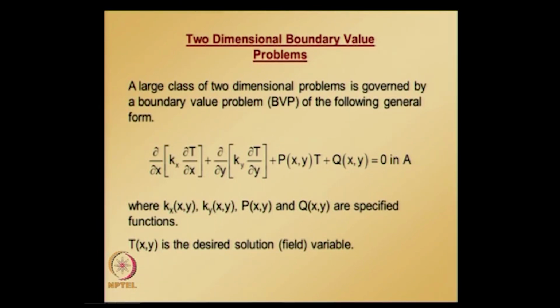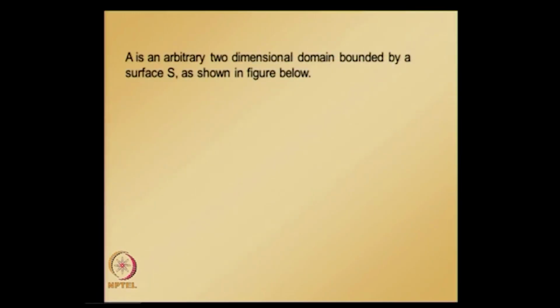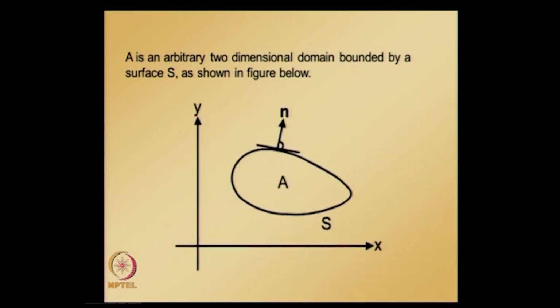So we need to find the solution of this differential equation over the domain A, where A is an arbitrary two dimensional domain bounded by a surface S, as shown in the figure here, where the xy axes are indicated, and n is the unit outer normal on the boundary, and this S is the boundary of domain A.